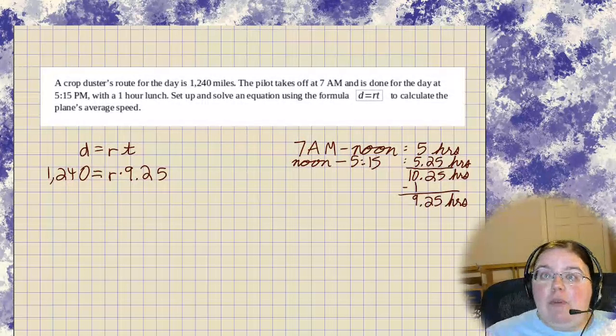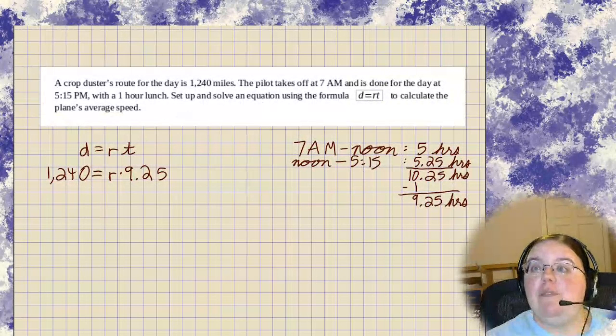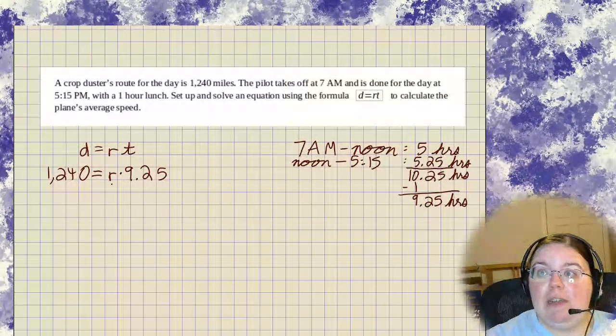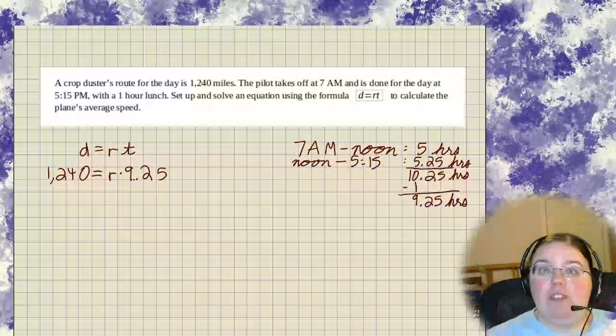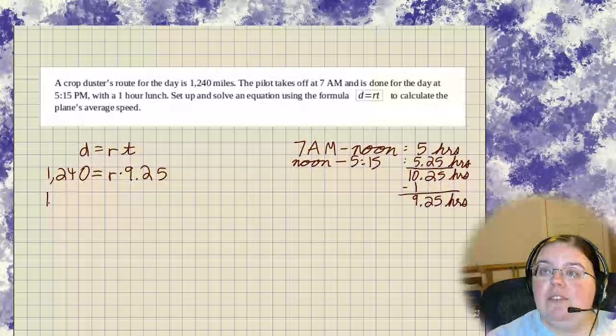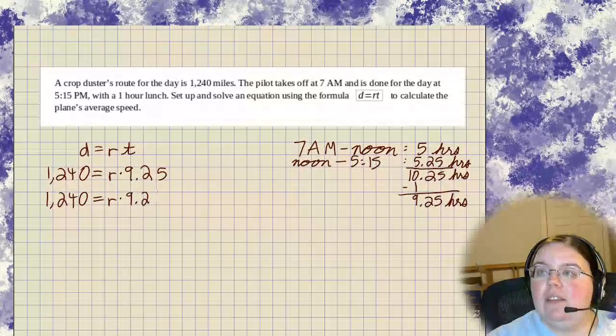Okay, so now we have an equation. Now we just need to use an inverse operation to get the variable by itself, and since our variable is r, the rate, that will tell us the plane's average speed. The operation in this equation is multiplication, so I need to use multiplication's inverse operation, division. My next step will be to divide both sides by the same number, 9.25.